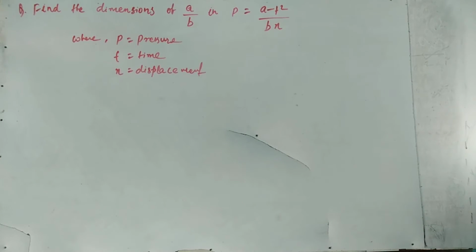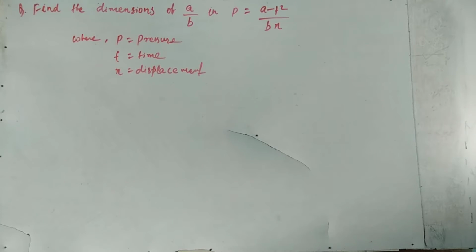Today's topic is a question from dimension analysis, which is from the unit and measurement chapter. The question is: find the dimensions of a by b in P equals (a minus t square) by bx, where P equals pressure, t equals time and x equals displacement.